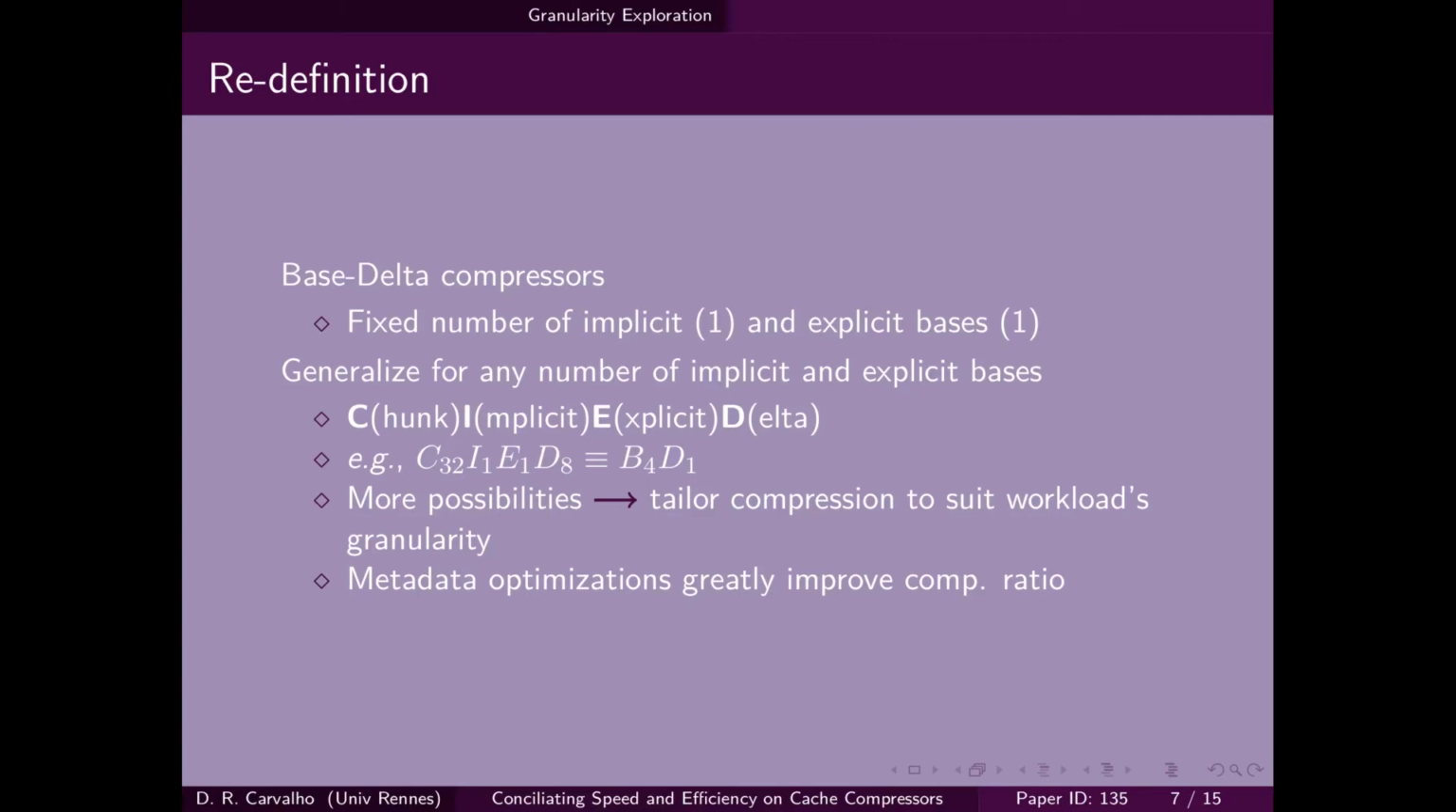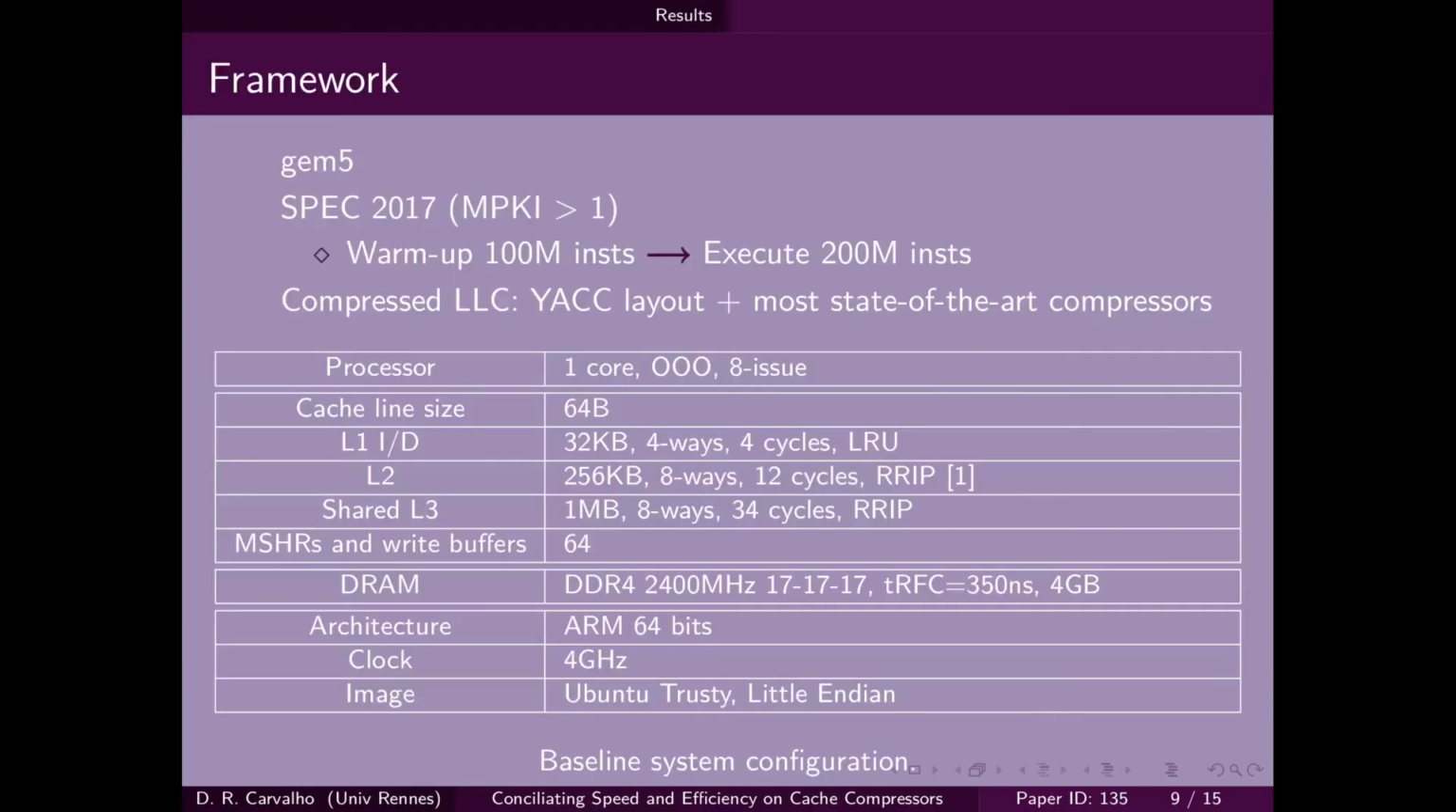And we also propose some optimizations that greatly improve the compression ratio, but we do not have time to talk about them here, so please refer to the paper. For the results, the simulator that we used was Gem5, and we used the workloads defined in Spec 2017, removing the ones that had MPKI lower than 1 because they do not benefit from extra capacity in general.